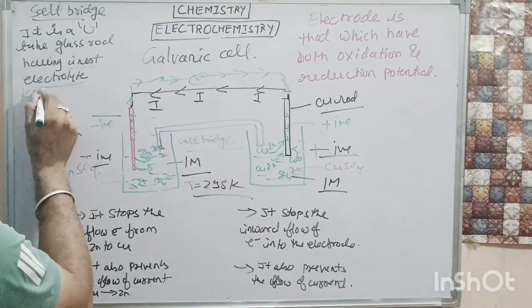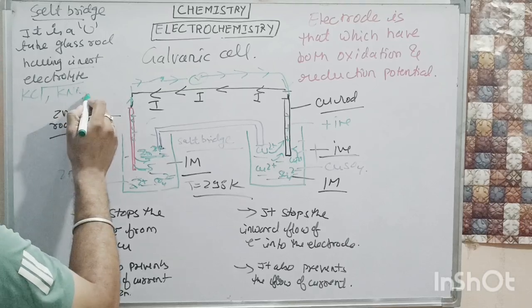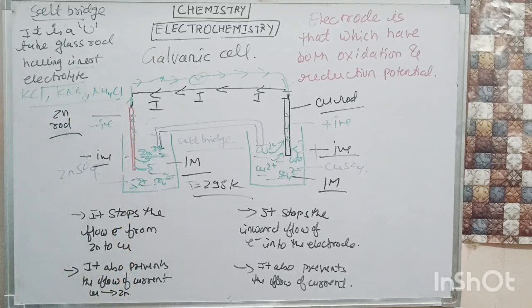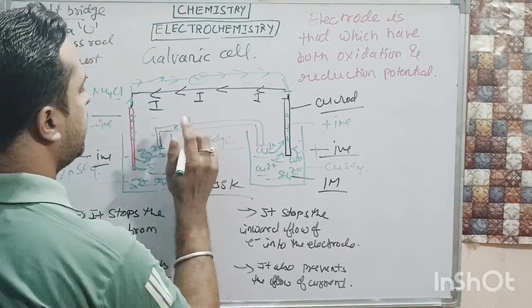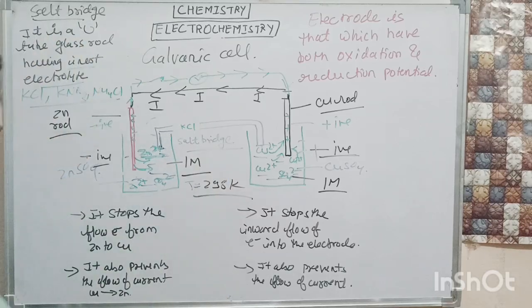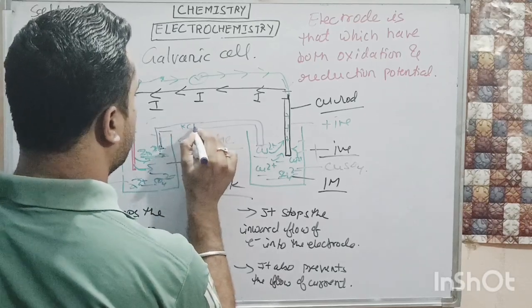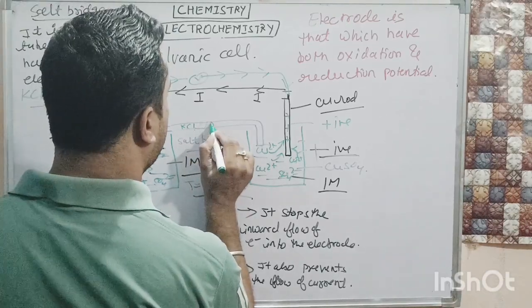For example KCl, KNO3, NH4Cl, etcetera. Now we are going to fill one of these electrolytes, KNO3 or KCl, into the salt bridge. We have filled it into the salt bridge. As soon as I filled it in the salt bridge, I also used a powdery substance that is called agar.